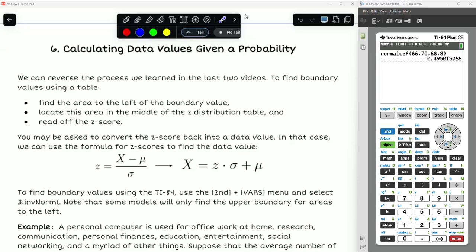In this video, we're going to talk about how to reverse the calculation that we've done in the last two. In the last two videos, we've calculated the probability, or the percentage, or area under the curve, given some boundary values. Now, given a percentage or probability, I want to reverse engineer what boundary values bound that area under the normal curve.